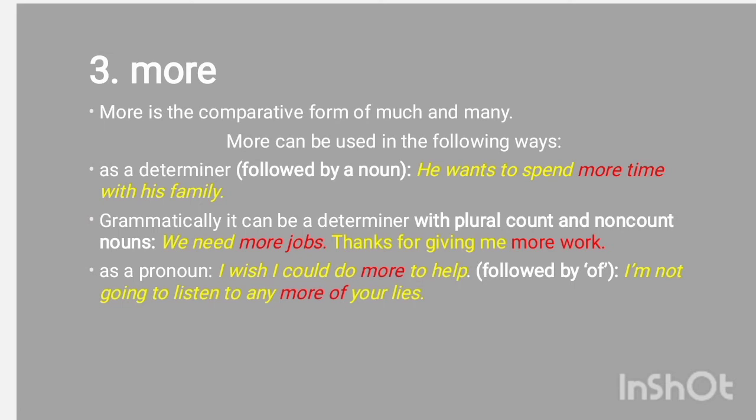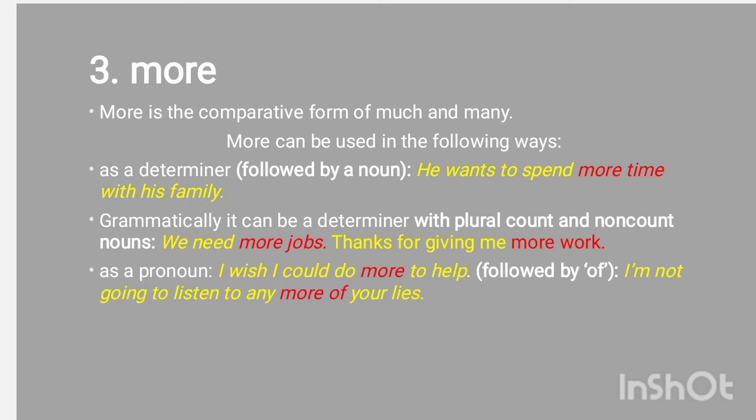Grammatically, more can be a determiner with plural count and non-count nouns. For example, we need more jobs. Thanks for giving me more work.